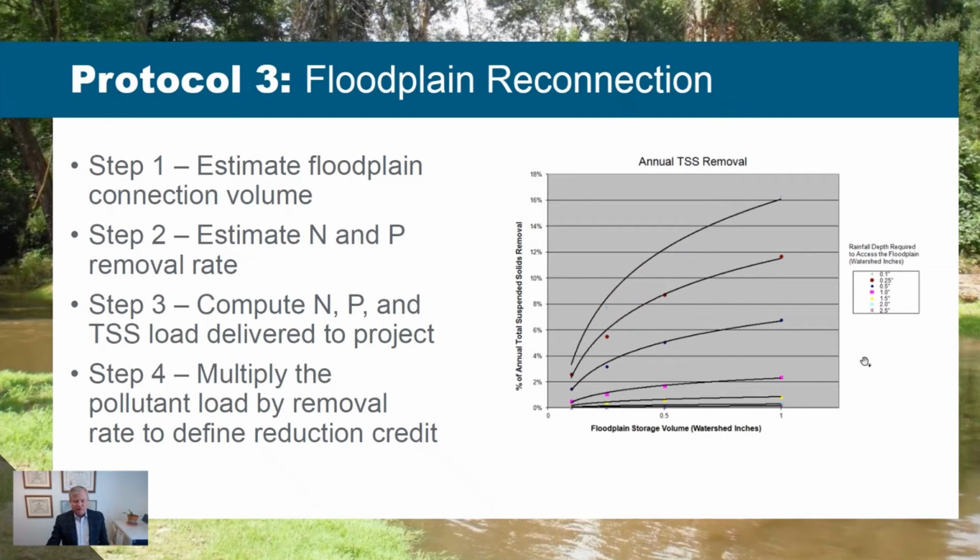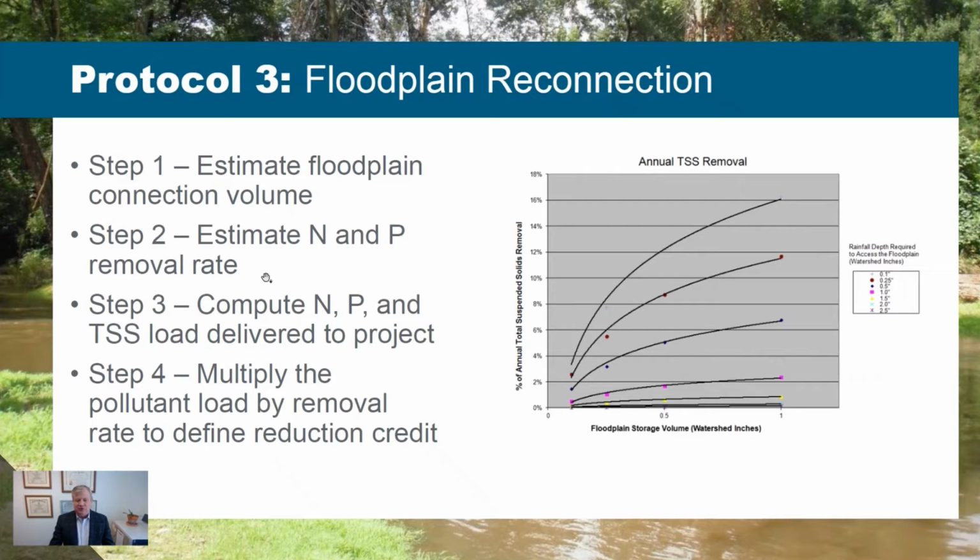And so the protocol here as far as process, again, if you want to deep dive into this, you're welcome to review the paper that I referenced. I can provide you a link too if you contact me. But step one is you estimate the floodplain connection volume. This can be done through gauges out on your site, or you can model it. Step two is estimate the nitrogen and phosphorus removal rate.